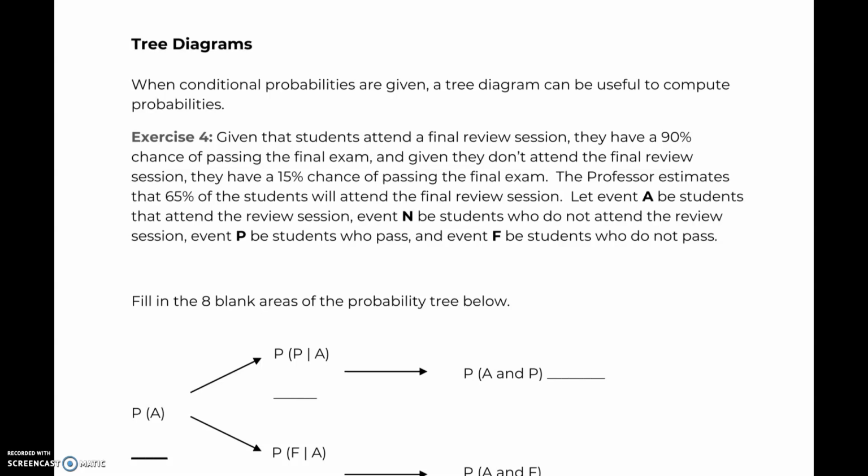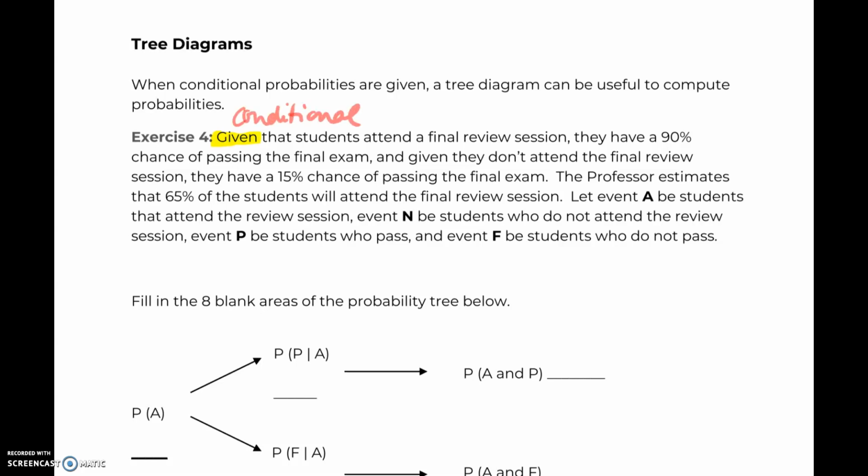This is the last video for this section, and it's going to be about tree diagrams. This usually is one of the hardest things for students in our probability chapter, and the reason why is it includes those conditional probabilities. So you have to be very careful with the wording over here where it says, hey, given that students attend a final review session.